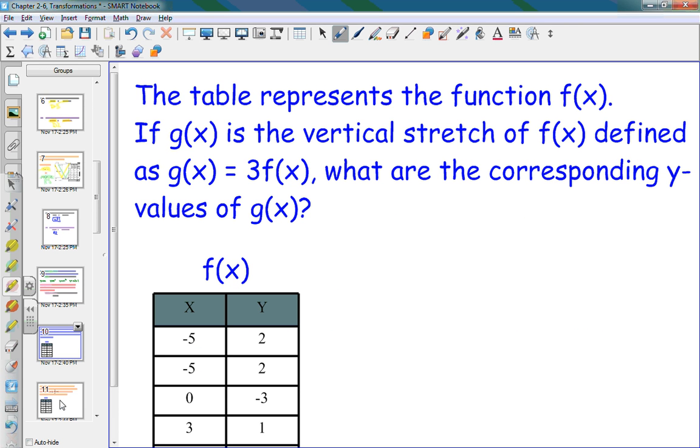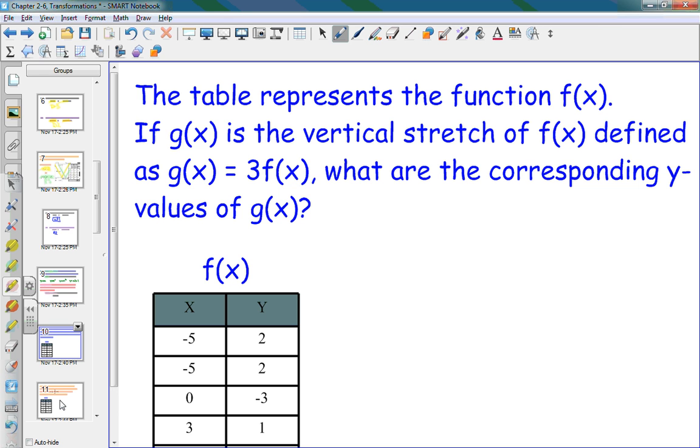Okay, for example. The table represents a function f of x. g of x is the vertical stretch of f of x defined as g of x equals 3f of x. What are the corresponding y values of g of x? Wow. If you feel completely overwhelmed, great, that's what I wanted to do.